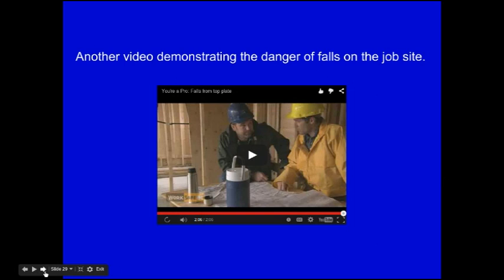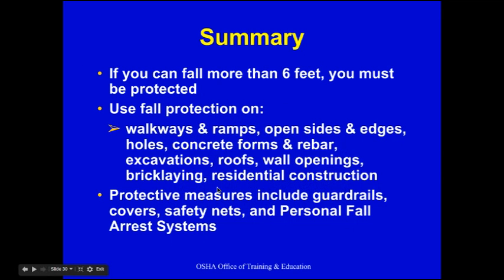All right. Pretty self-explanatory. Summary: if you can fall more than 6 feet, you must be protected. Use fall protection when you're walking on open sides and edges and holes. Those two are very important. Concrete forms, rebar, roofs, wall openings, any kind of residential, commercial construction have fall protection. Protective measures include guardrails, safety nets, personal fall arrest systems, and worst case scenario, safety monitor.